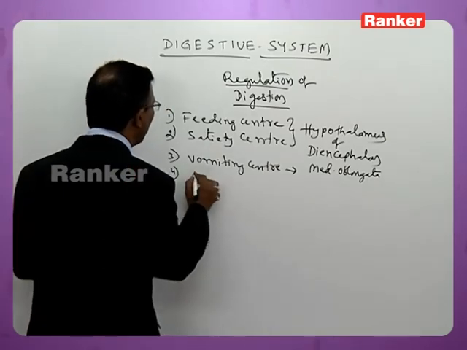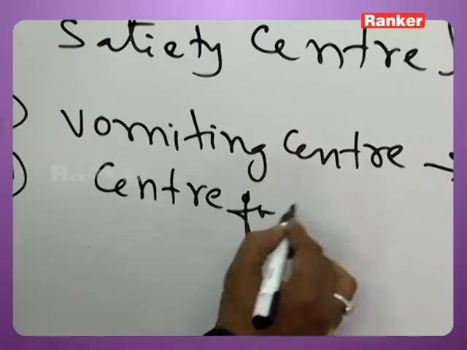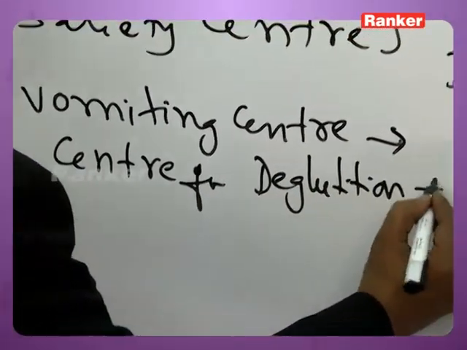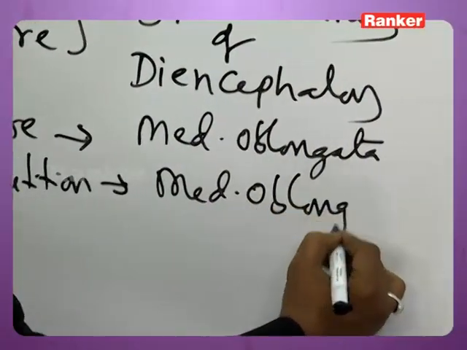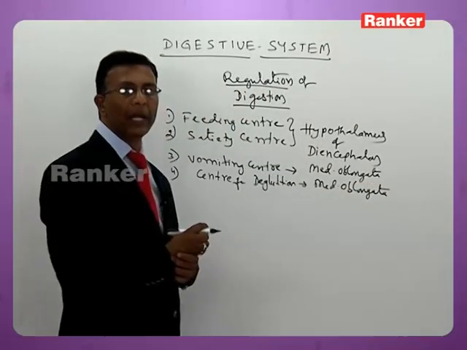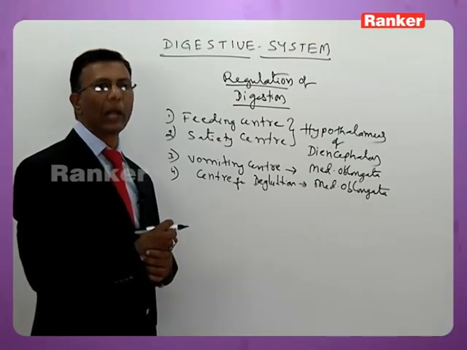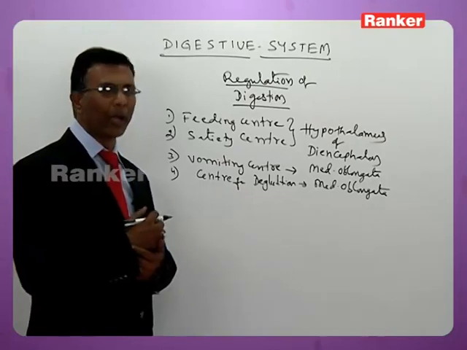The next one you have is deglutition. The center for deglutition is also embedded in the medulla oblongata. Deglutition is swallowing. The process of swallowing is under the control of the medulla oblongata.